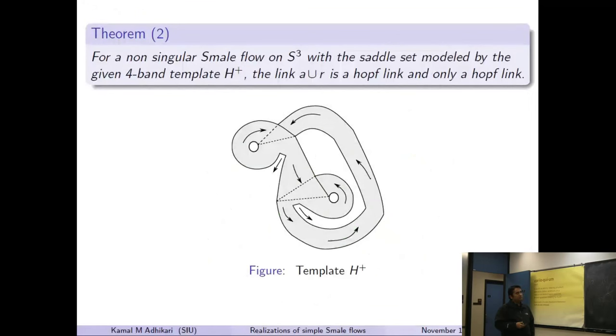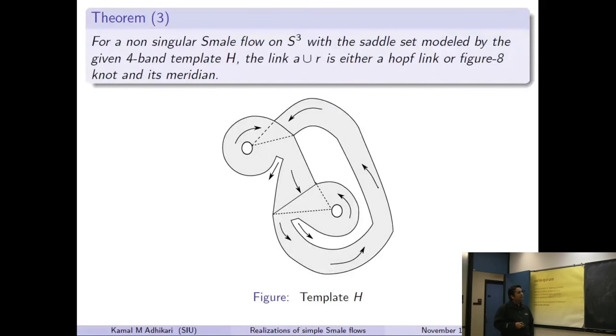By using this template, which is a four-band template different from the template which Elizabeth Haynes used, we get that the attractor and repeller link is only a Hopf link. There is no other realization. And by using this template, we get a different result. Here we get a Hopf link or a figure 8 knot and its meridian.